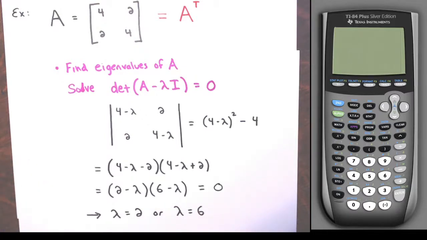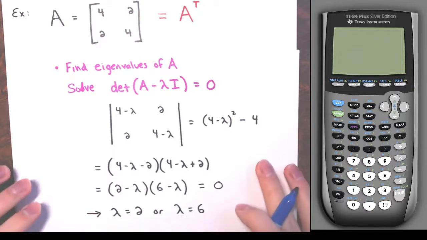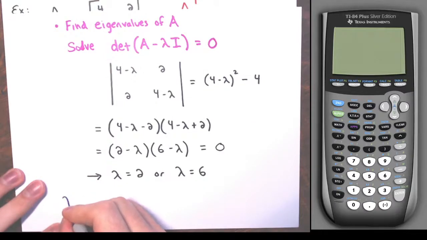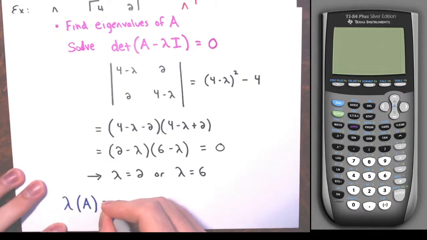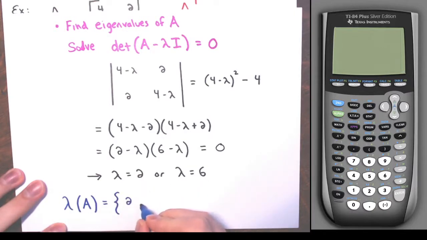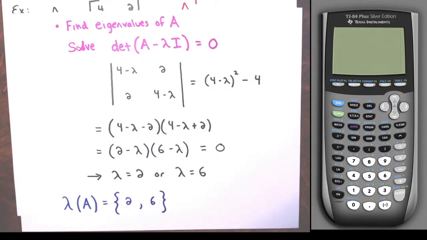So hopefully that looked all familiar to you, right? Finding the eigenvalues of a matrix. So the spectrum of matrix A here, the set of all the eigenvalues, is 2 and 6. And notice that those are both real numbers. Remember that spectral theorem earlier, one of the statements was a symmetric matrix will have eigenvalues that are all real. No imaginaries, and that is happening here.